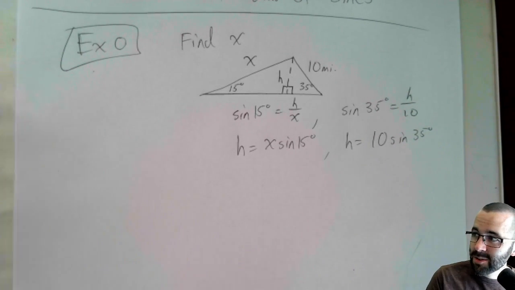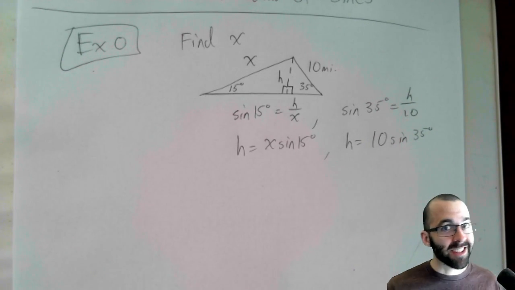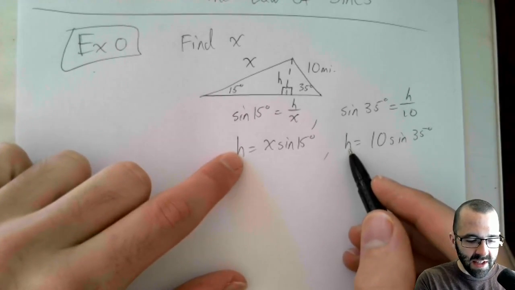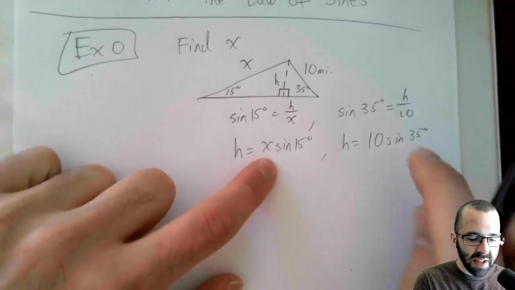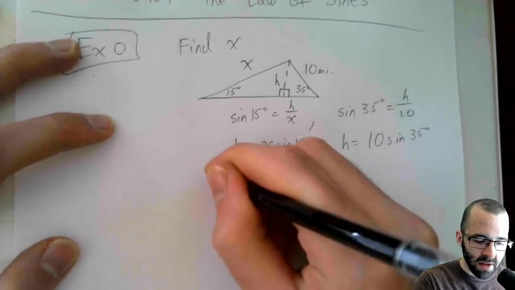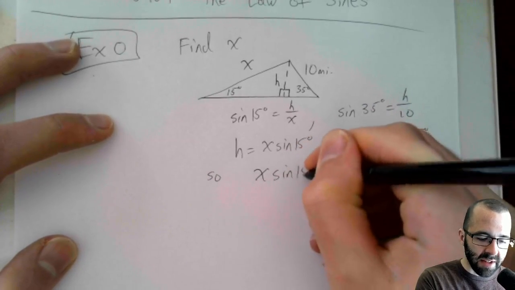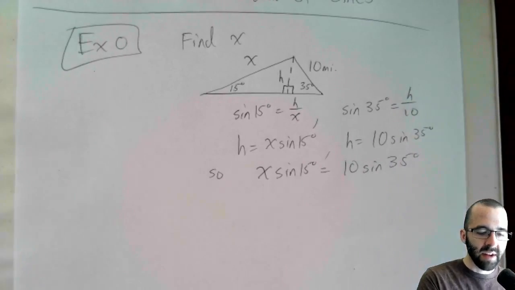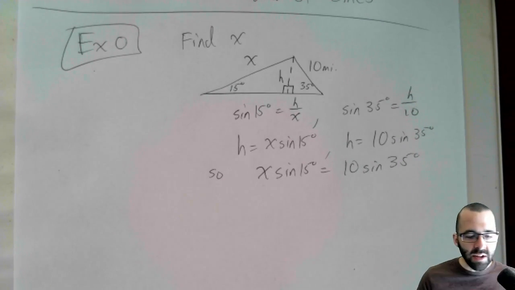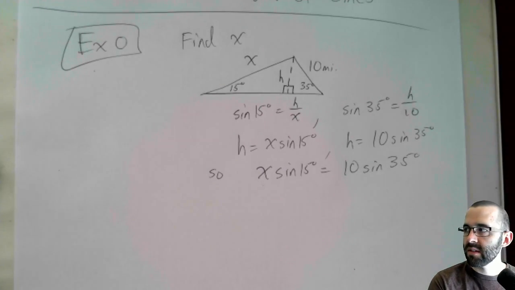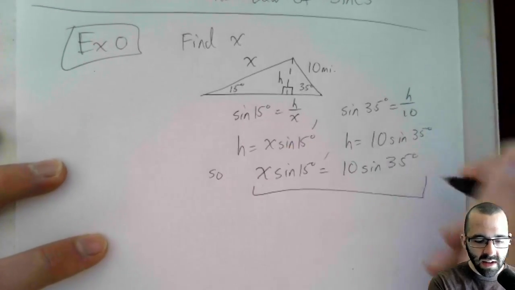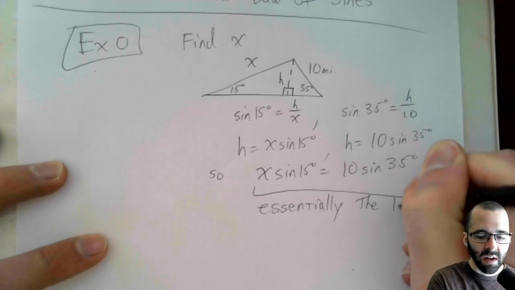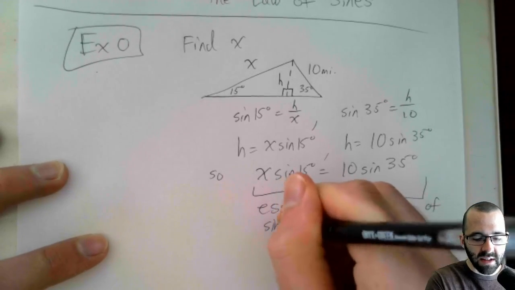Another nice thing about this section is we're going to be using degrees a lot again, and a lot of people like degrees, so you can have that going for you as well. And then, since h is equal to this and h is equal to that, these two things must be equal to each other. All right, so you get x times the sine of 15 degrees is equal to 10 times the sine of 35 degrees. All right, and we can do this to solve any triangle that has this sort of situation. This right here, this is essentially the law of sines.